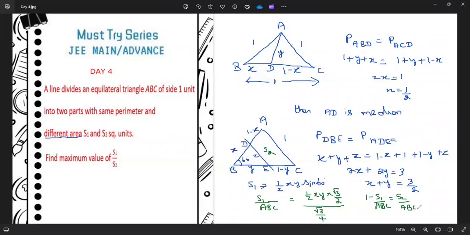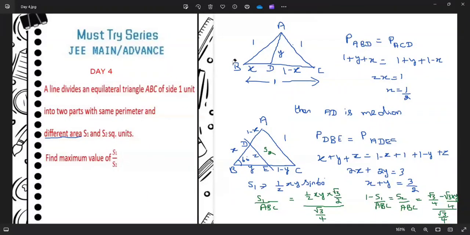Because our triangle ABC is made of S1 plus S2, this will give us root 3 by 4 minus root 3 xy divided by 4, divided by root 3 by 4. Think about this, people. If I divide S1 by ABC divided by S2 by ABC, then what we'll be having? We'll be having the value of S1 by S2. Okay.